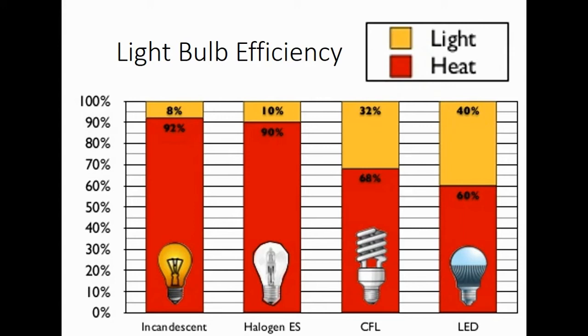If we compare some common types of light bulbs, we see that the old-fashioned incandescent bulbs, those are the ones that have a hot filament inside that glows, only give about 8% of their energy as light. 92% of the input energy becomes heat. Halogen bulbs do a little bit better, but compact fluorescent bulbs and LED bulbs give between 30 and 40% of their energy as light, making them much more efficient than an old-fashioned incandescent light bulb.